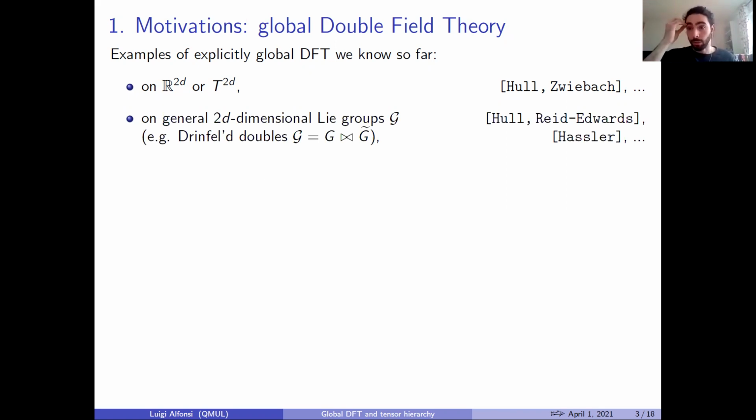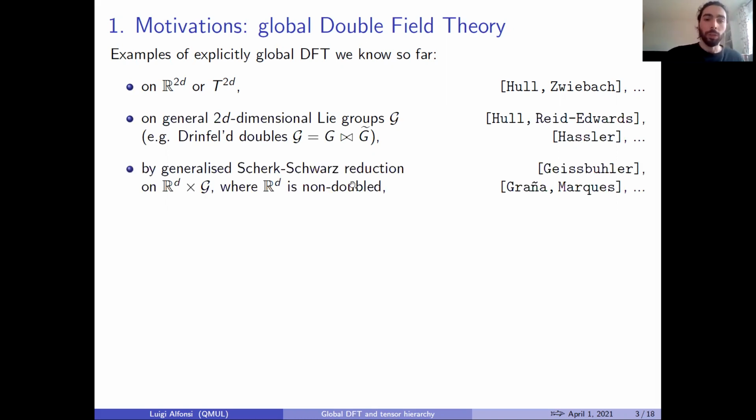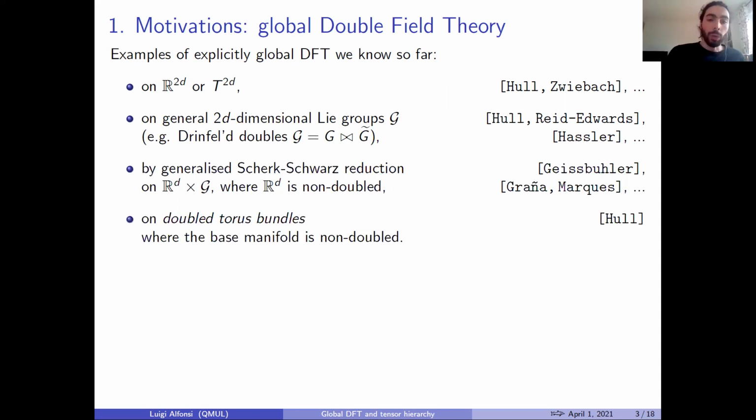Then we also know in the literature more complicated examples. For example, double field theory on group manifolds, such as the Drinfeld doubles. We also know double field theory on products of a D-dimensional non-doubled base manifold with a two-dimensional Lie group. This is an example whose global geometry is known quite well. We also know how to formulate double field theory on double torus bundles, which is the formulation proposed by Hull.